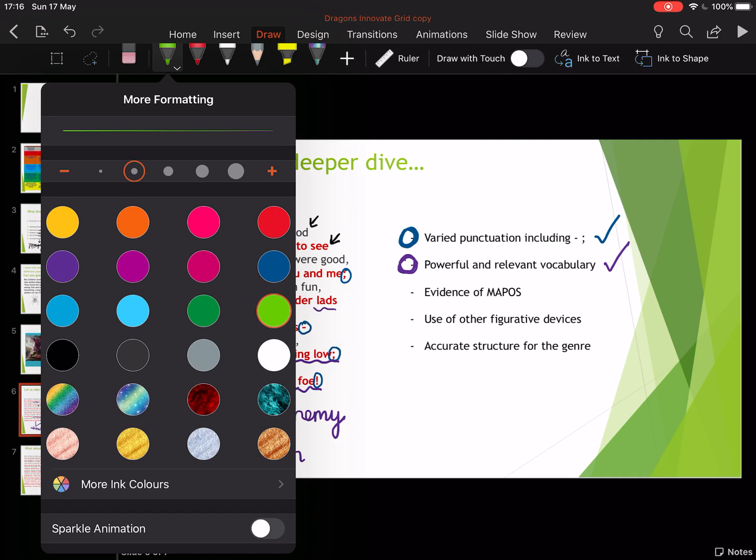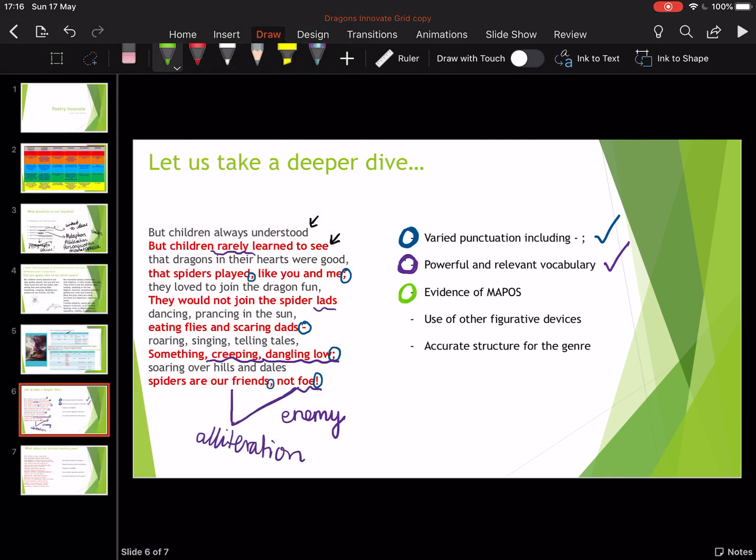Let's change our colours again then. Let's have a look at some mapos. Let's go for green for mapos. So that's the metaphors, the alliteration, the personification, the onomatopoeia and the similes. Well, already we know that they had some alliteration here with friends and foe. Let's have a look for metaphors. They haven't got any, so they need to work on that. That's something they would have to add in. Let's have a look for some personification. They have definitely, I think, spider lads, that's a nice bit of personification there. They could have maybe added a bit more description, but it's a good start. We'll be kind, we'll give it to them.